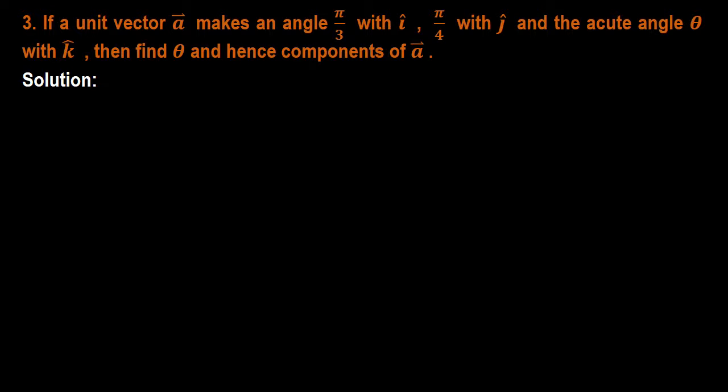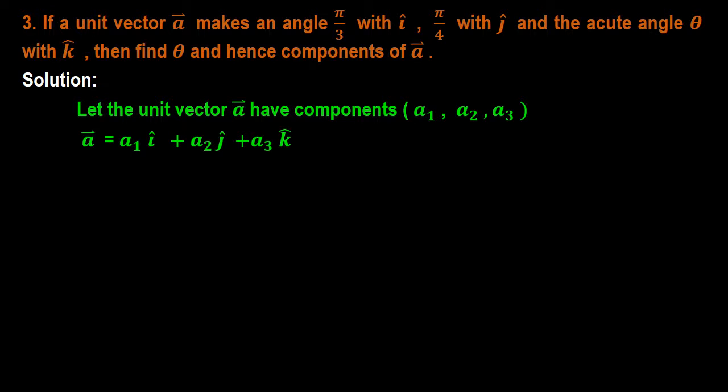So here, according to the question, we have to find the three components of A vector and the theta. So let us denote the three components of A vector by A1, A2, A3, so that we can write A vector equals A1 I plus A2 J plus A3 K. Now here in the question, angle is given. So this vector A makes an angle pi by 3 with I. So here we use the formula related to direction cosines.